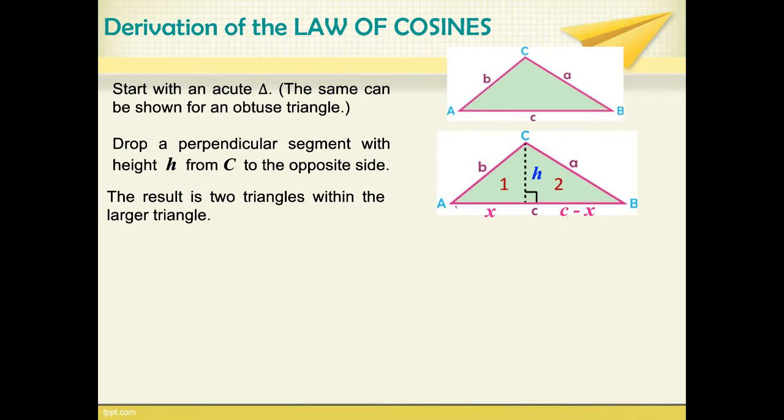Again, since the length of side AB is c, for this side of triangle 1, we don't know the length, so we let the length of this side be x. Now, if this side is x, therefore this other side, which is the side of triangle 2, will be c minus x. Because if you add x plus c minus x, you will get c. Right?